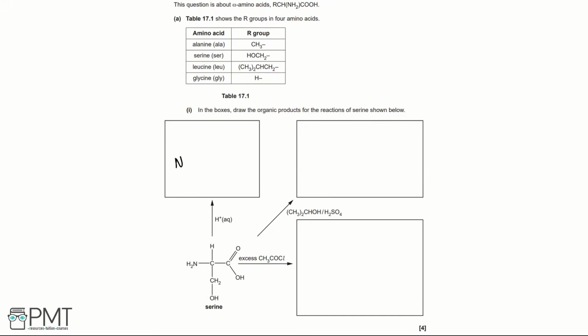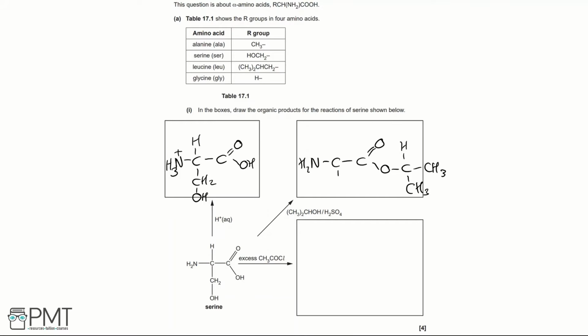Let's first look at the reaction between serine and H+. Like with hydrolysis, the NH2 group turns into an NH3+ group. However, the rest of the molecule remains the same, so the carboxylic acid remains the same and the OH group remains there. Now let's look at the reaction between serine and CH3CH2OH and sulfuric acid. So this is an esterification reaction, and we're going to form an ester link between our carboxylic acid group in serine and the OH group in our reagent. The rest of the molecule will stay the same, and it's only this ester link we're going to form.